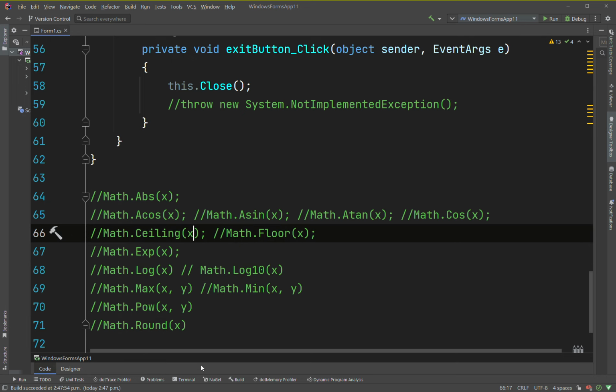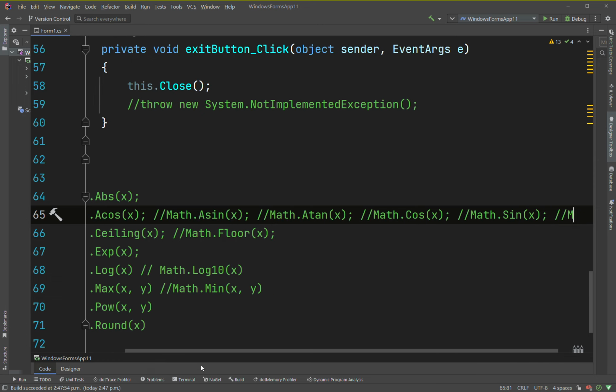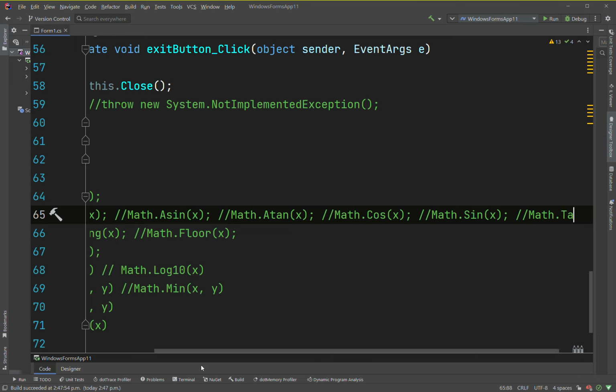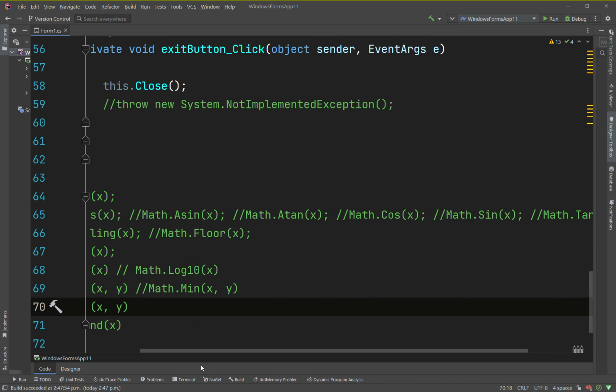We'll add sine and tan to this group up here. Probably won't be using these unless they're doing some kind of geometric problem or something like that. Angular problem, which is usually just like high school math. Not necessarily, but most of the time. So then you have Math.Tan.